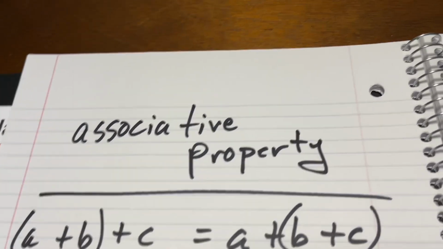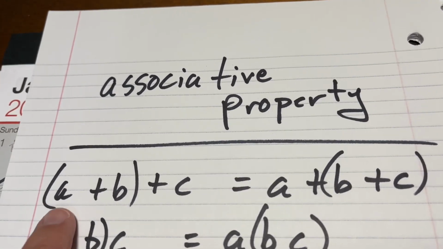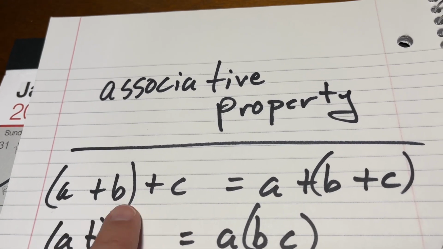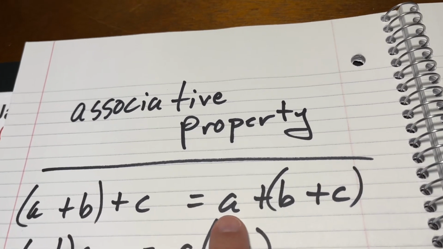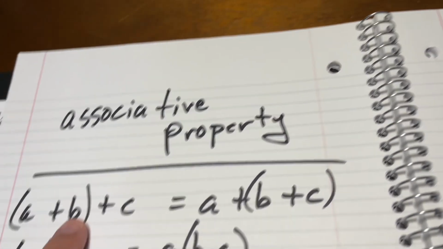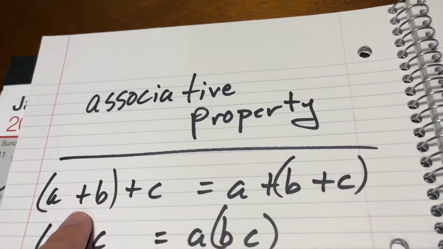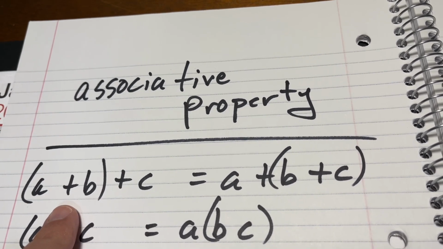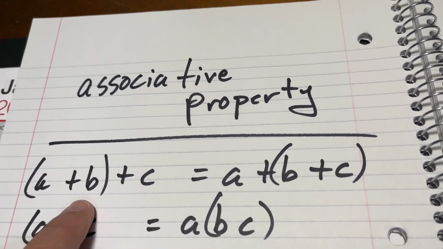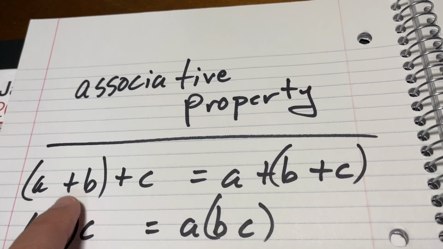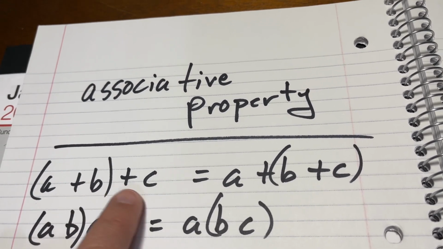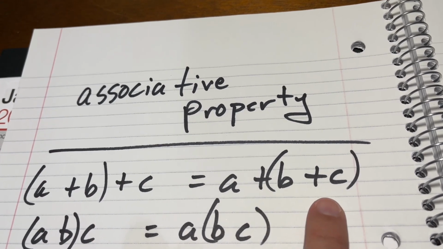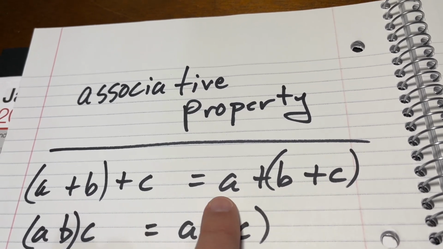However, in the associative property, the order is the same. Notice that A plus B plus C, it's A, B, then C. And over here, it's A, B, and C. So the order didn't change. The order of the numbers doesn't change here, but the grouping symbols changed. On this side, we're grouping A and B together, which means we're going to add those two together first and then this one. And over here, the grouping symbols are on those, which means we're going to add these two together and then that one.